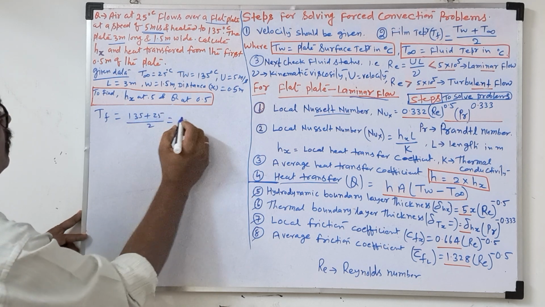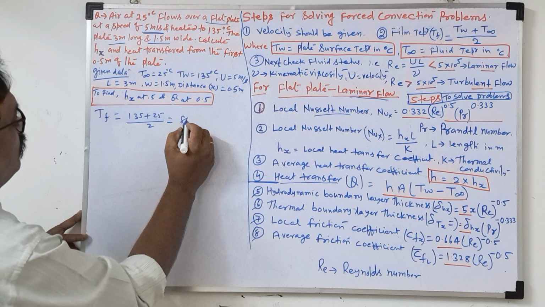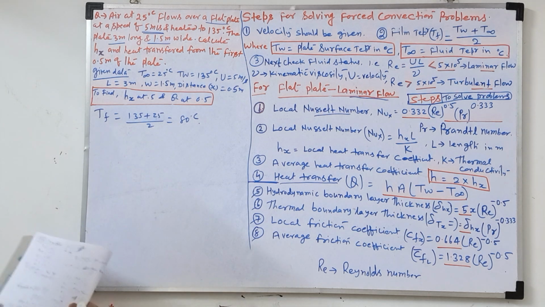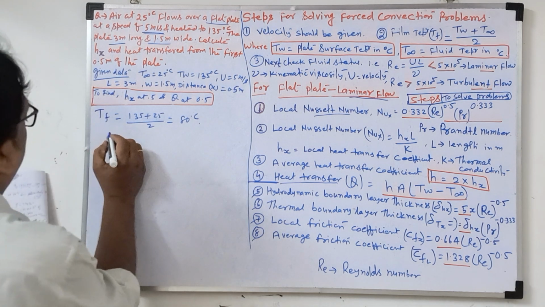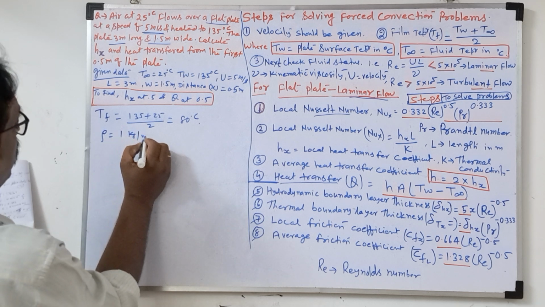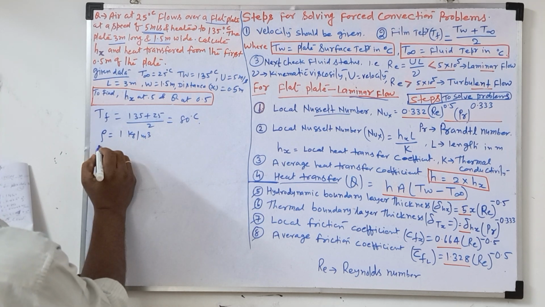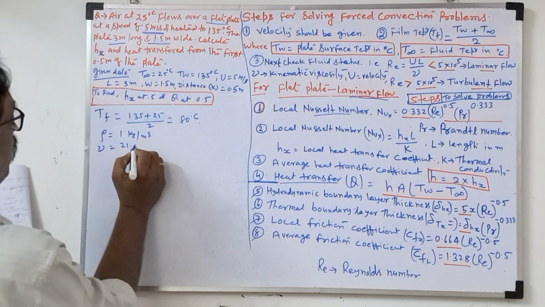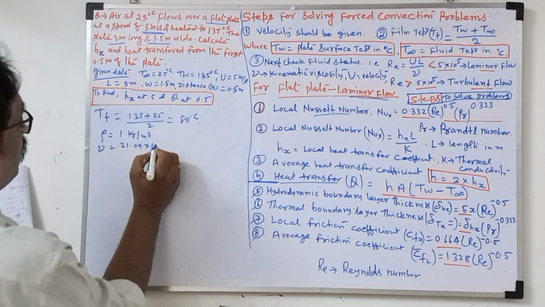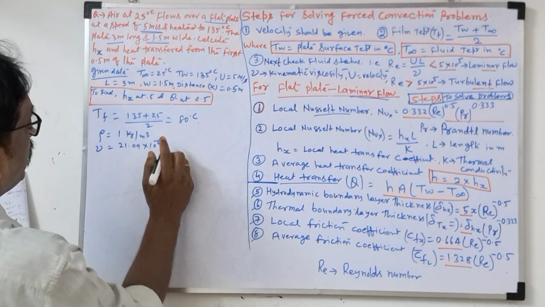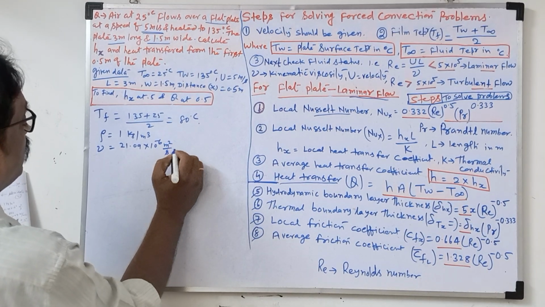So this is 160, so 80 degrees Celsius. What is 80 degrees Celsius? Film temperature. From that film temperature, what is the value that we will see from the data book? Density will be 1 kg per meter cube at 80 degrees Celsius. Then kinematic viscosity will be 21.09 into 10 power minus 6 meter square per second. These are the units.